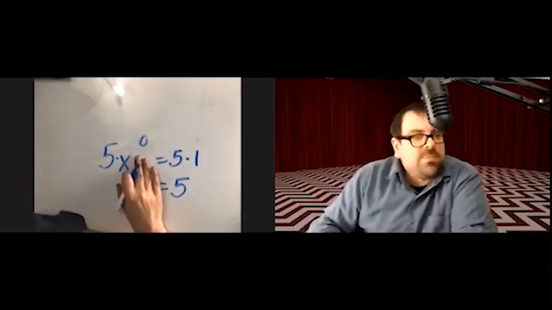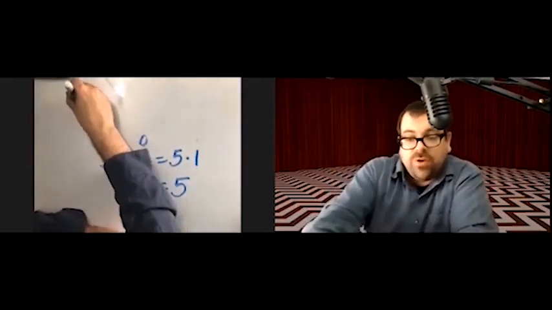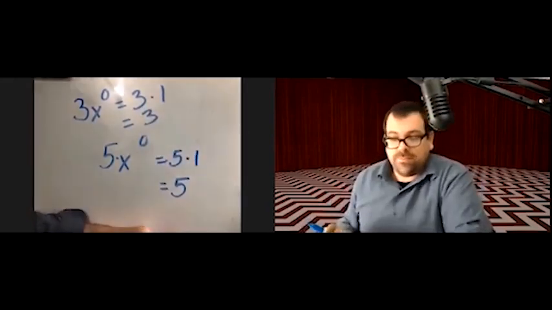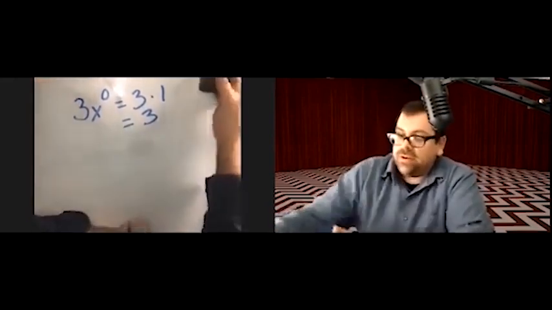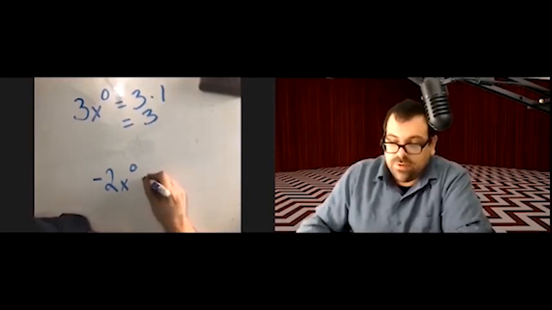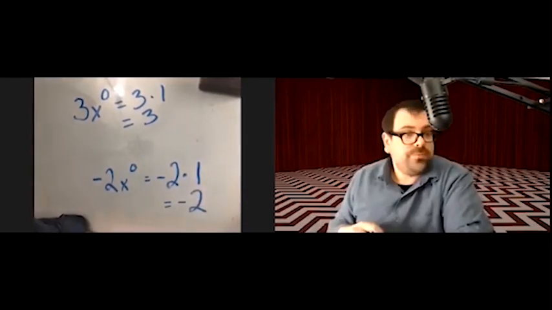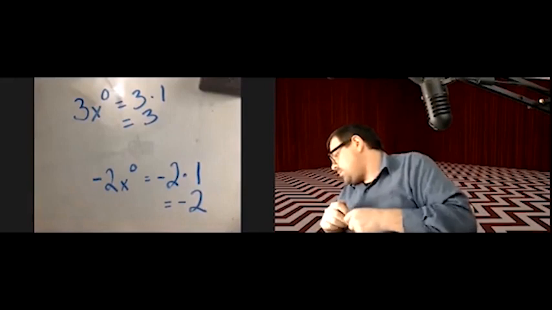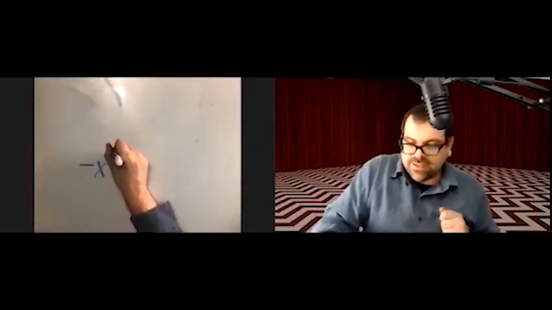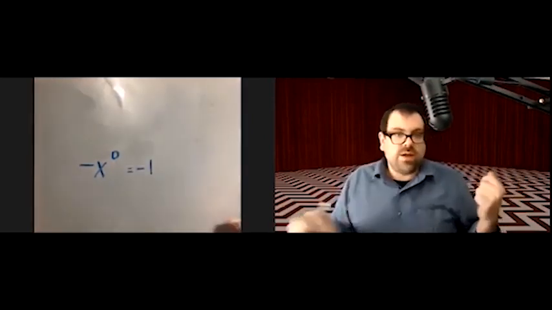X to the 0 isn't the same as multiplying by 0, it's multiplying by 1. So if we have 3x to the 0, that's 3 times 1. That's 3. If we had negative 2x to the 0, that's negative 2 times 1. That's negative 2. One more, if we had negative x to the 0, just negative x to the 0. Since x to the 0 is 1, negative 1.